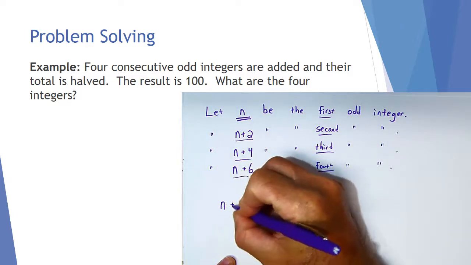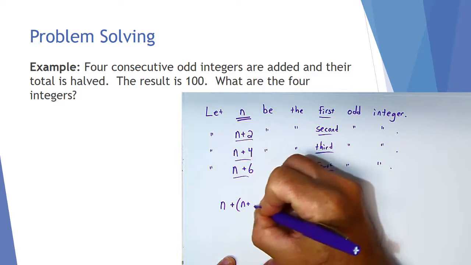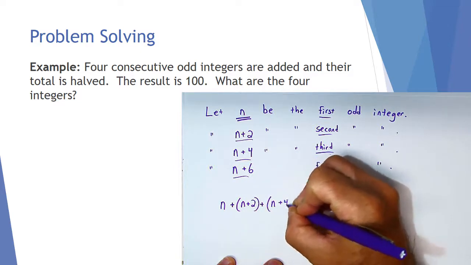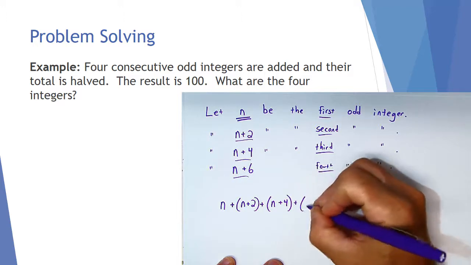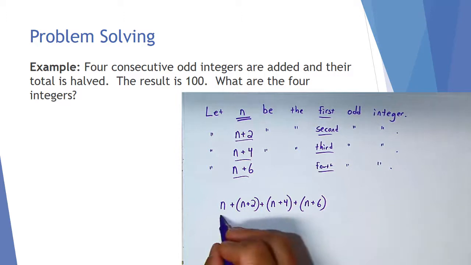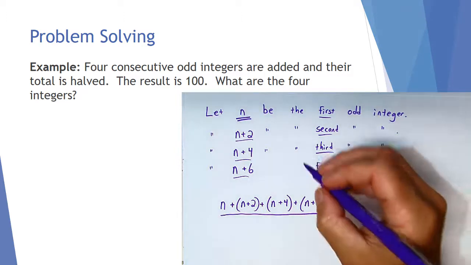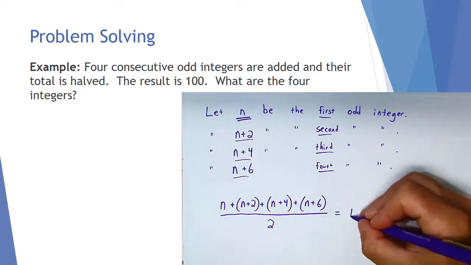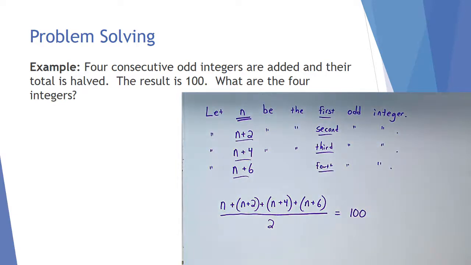We have n, n plus 2, n plus 4, and n plus 6. And if we add those all up and then it says our sum is halved, the result must equal 100. There's our equation to solve. The 4 are added together, their result is halved, and we end up with 100. Let's figure out what they are.